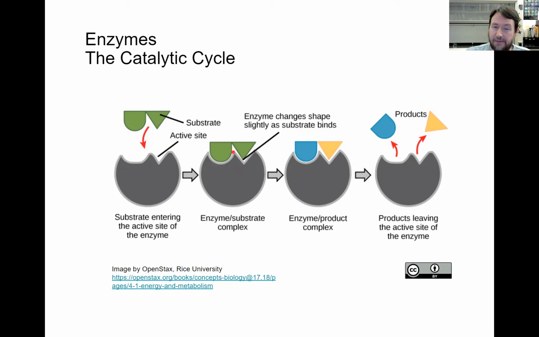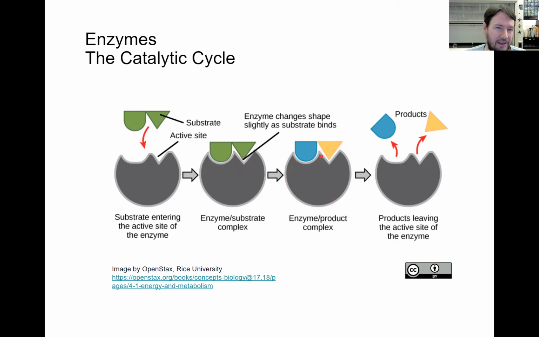Because of this, that might put a little stress on particular chemical bonds, or it might encourage the formation of different chemical bonds. But the net result is that these substrates get converted into products. And now we have an enzyme product complex.